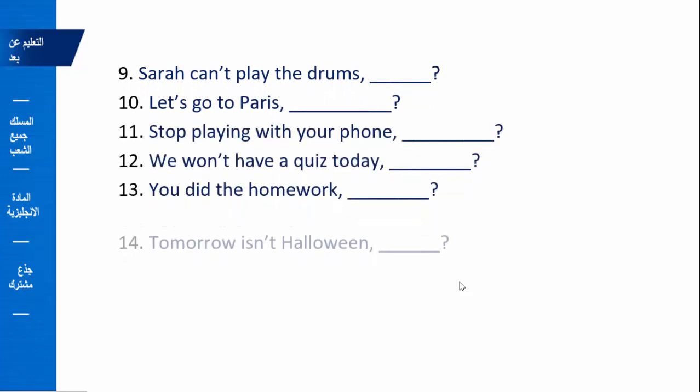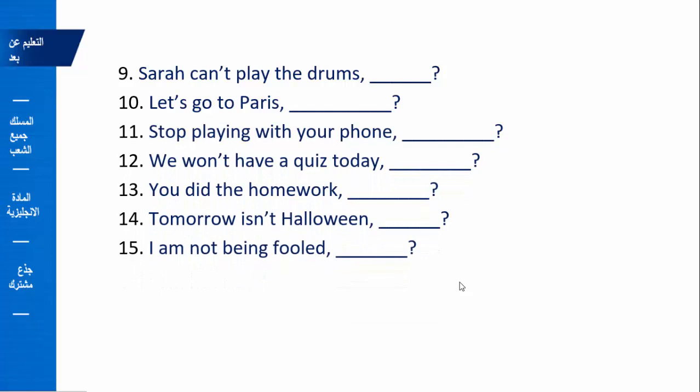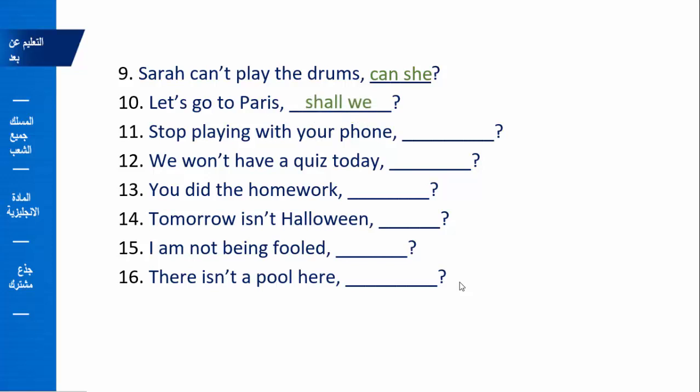Okay, so Sarah can't play the drums, can she? Can't, negative. Can is positive. Let's go to Paris. I think you remember the answer to let's is shall we. Stop playing with your phone. This is imperative. Will you? We won't have a quiz today. This is the future, won't. Negative. The positive is will we.